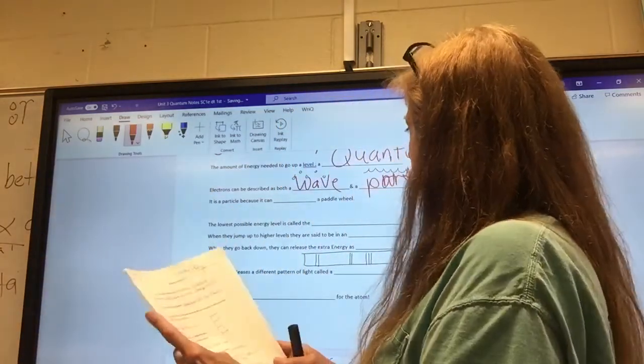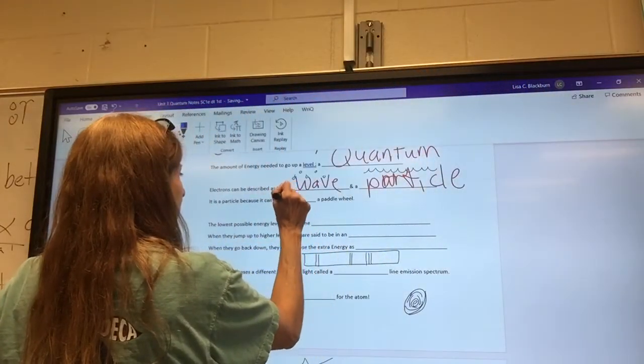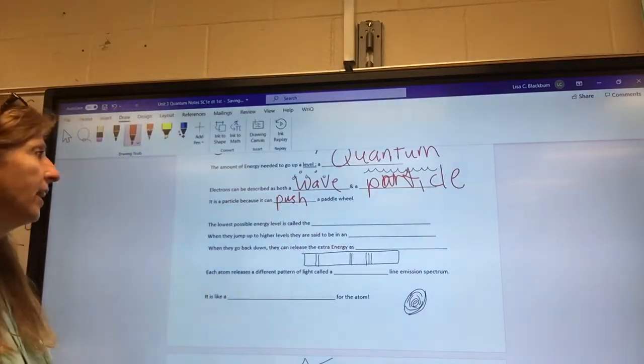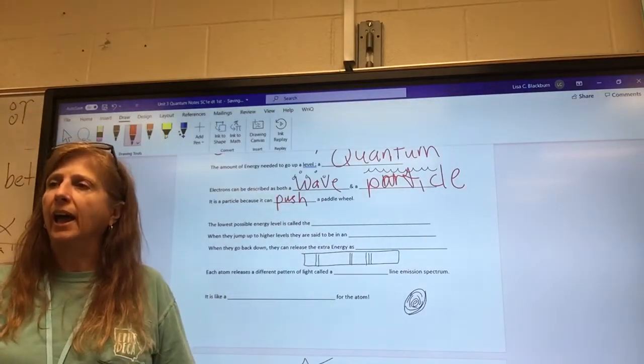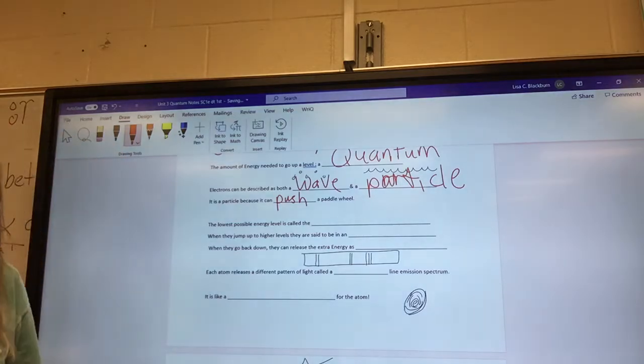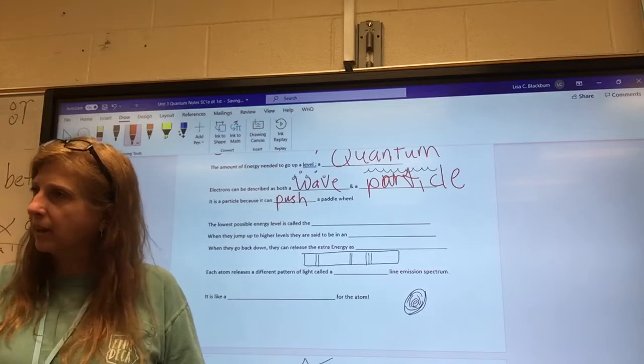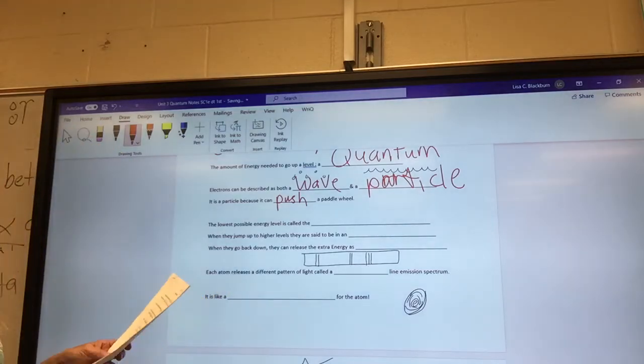Okay, so as a particle, it can push a paddle wheel. That's how they figured out that electrons could be like a particle. It can push a little wheel, like when you blow on that thing and it turns around. You can do that with electrons. And then they can also be given off as light.